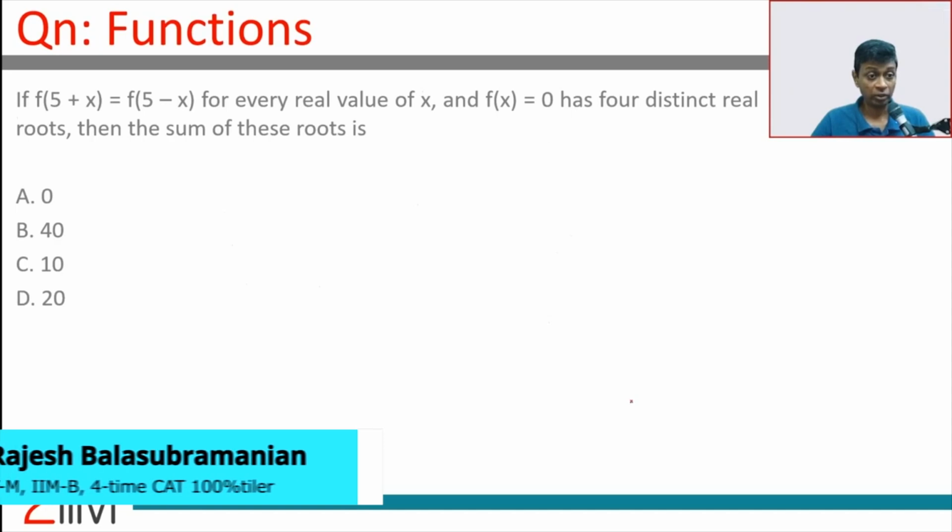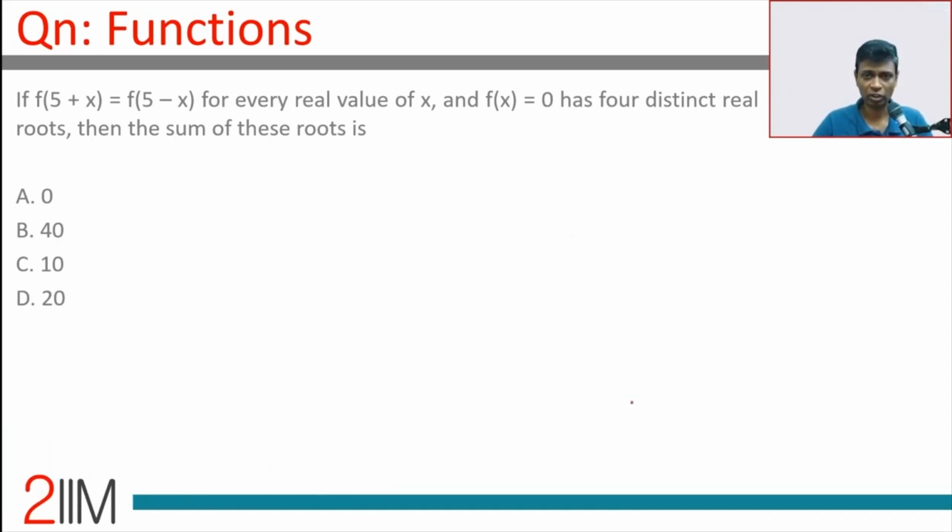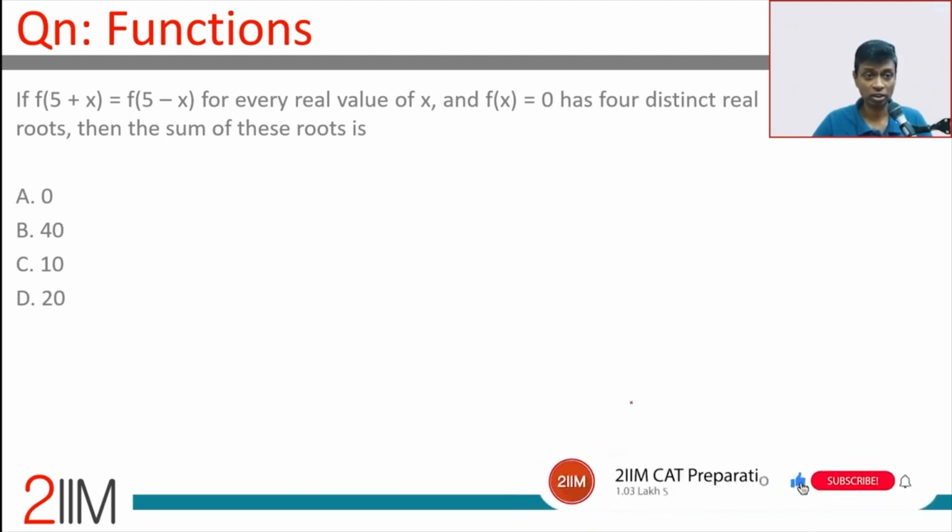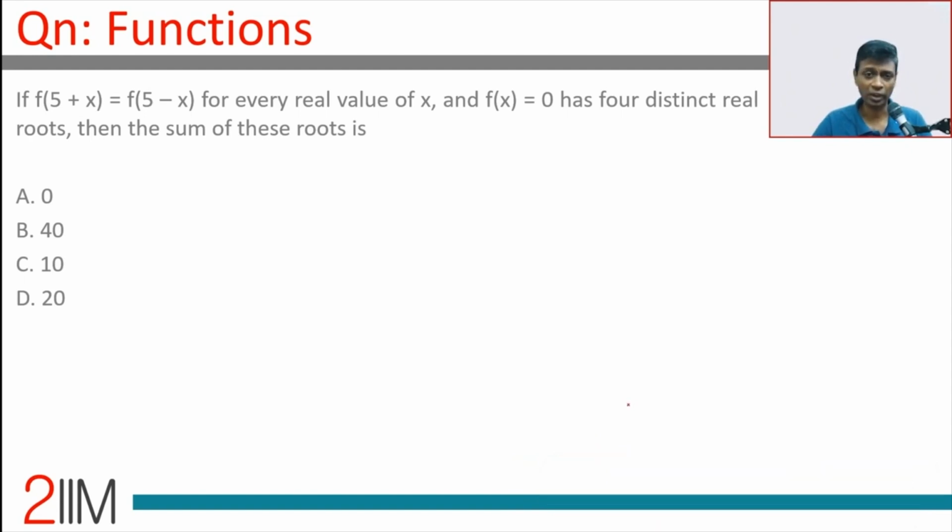f of 5 plus x equal to f of 5 minus x for every real value of x. f of x equal to 0 has 4 distinct real roots. Then the sum of these roots is... a wonderful question. Right? So I tried some algebraic methods of solving it and then went nowhere with it.